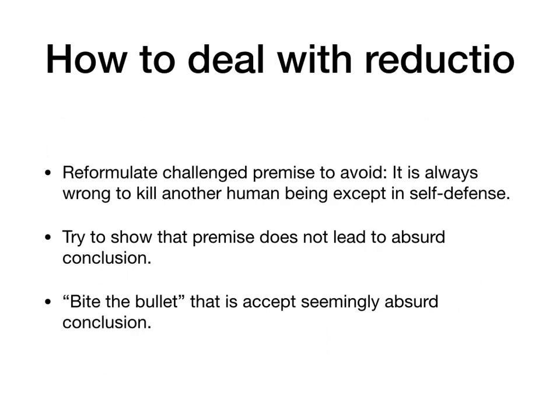So how to deal with a reductio argument? Probably the most common way to do this is to reformulate the challenge premise to avoid it. We could do that here, right? We rework our challenge premise to deal with this self-defense case. Always wrong to kill another human being except in self-defense.